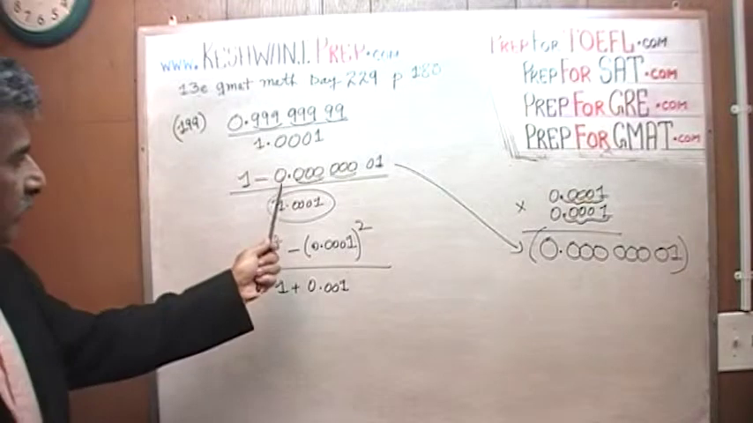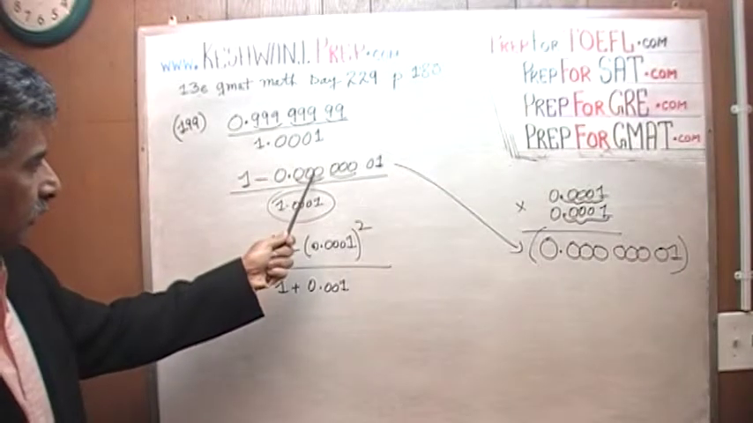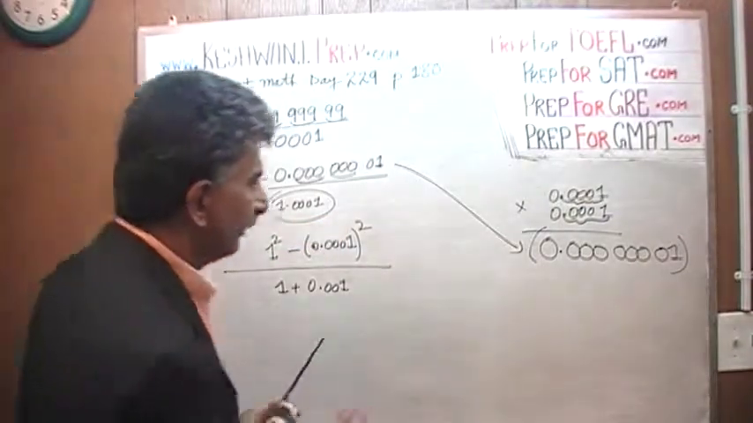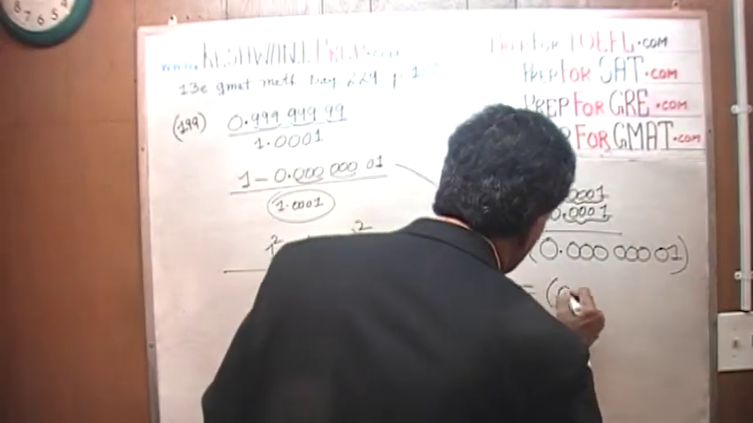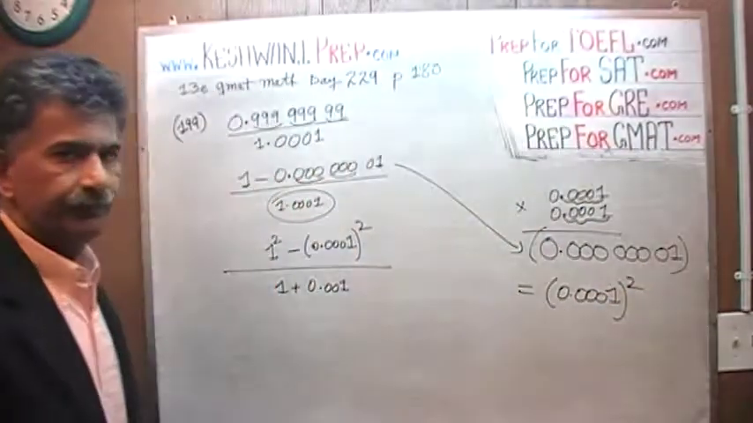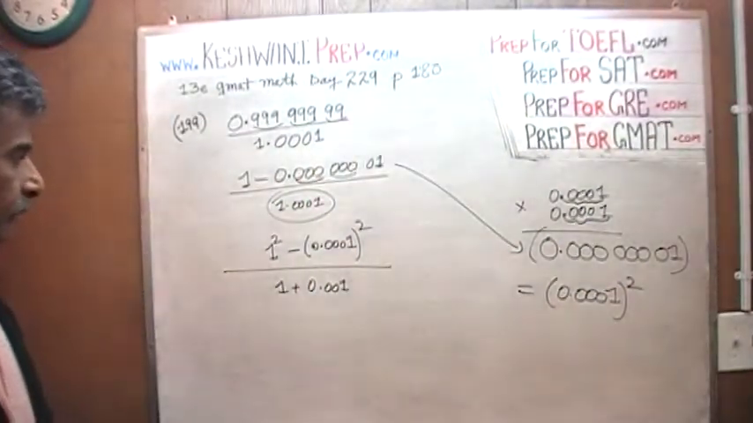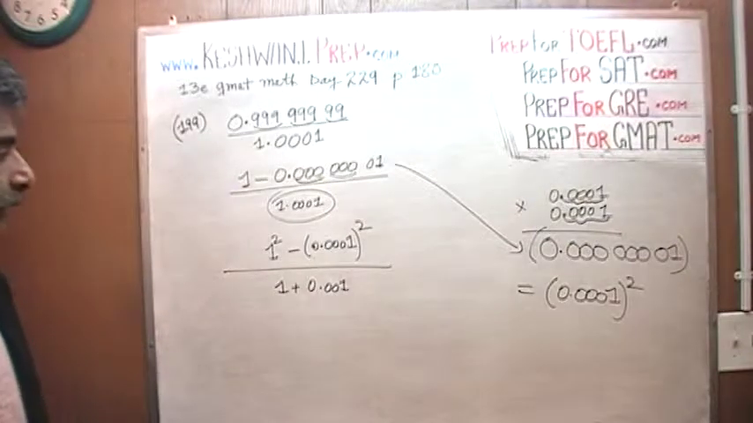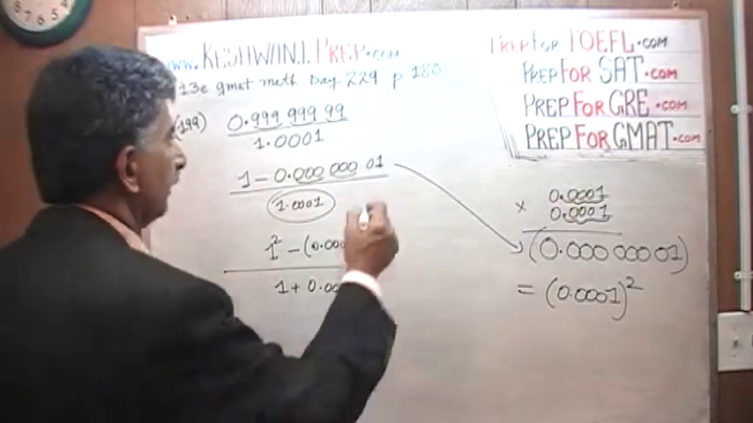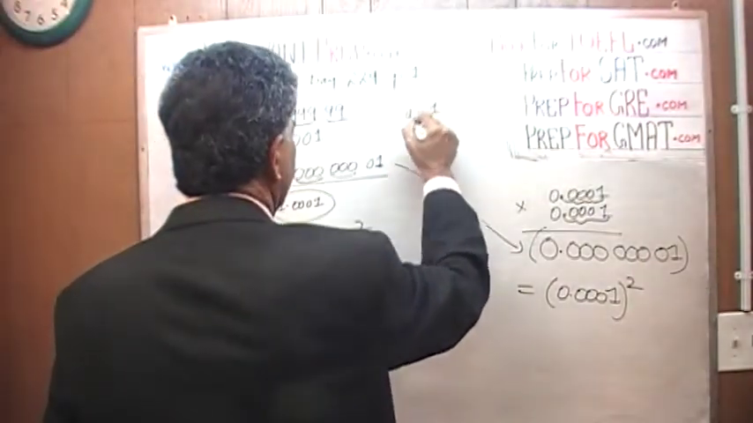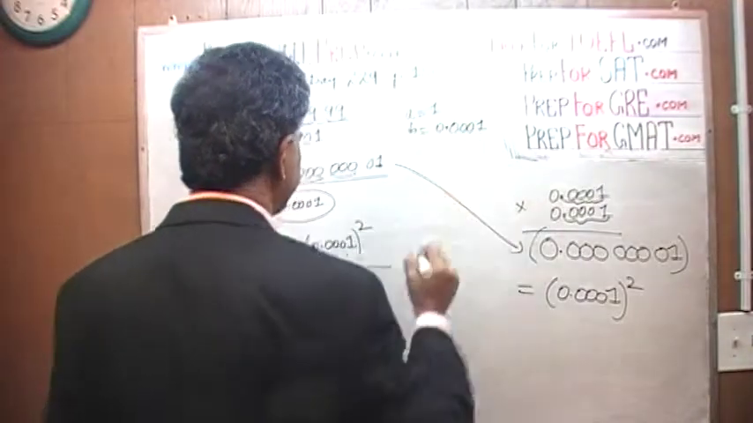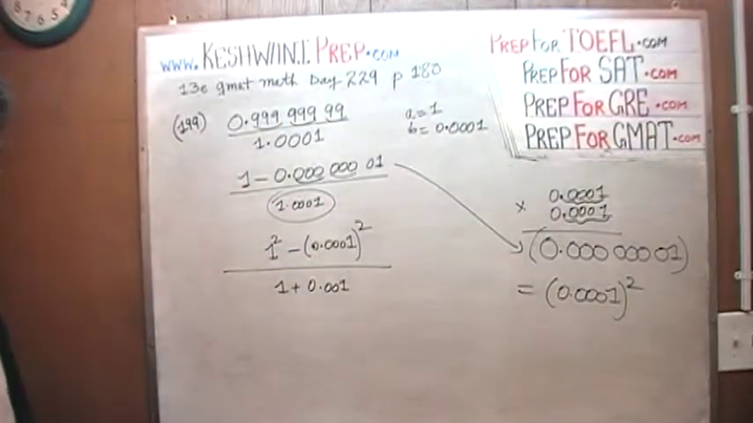So this quantity that you see here, 0.00000001, is simply equal to 0.0001 squared. That's what's going to go up on top. Oh, right here, it's already there. And therefore we have a squared minus b squared. Here our a is 1 and our b is 0.0001.